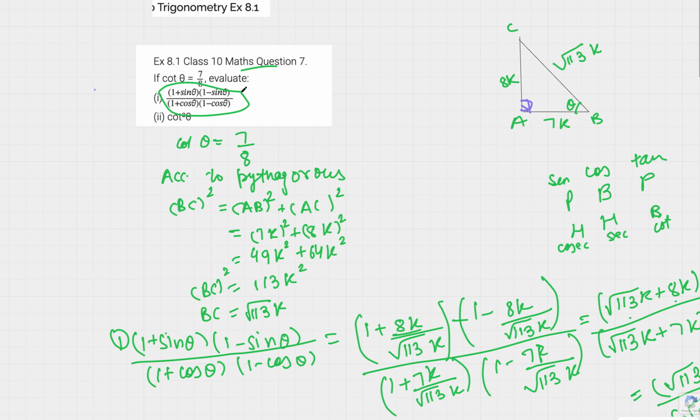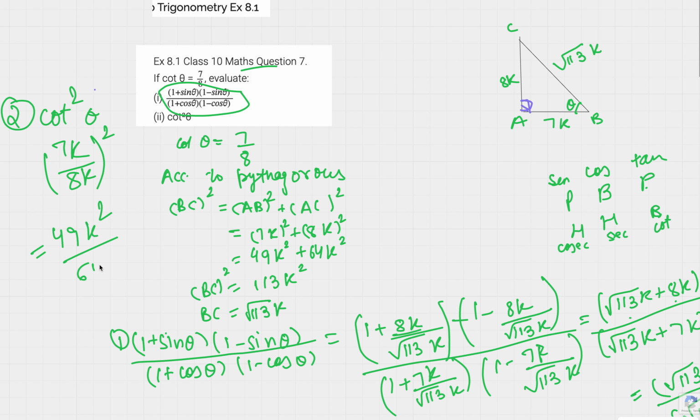Okay, now we will solve the second part. I will solve the second part here. Cot square theta. Cot is B by P. B is 7K and P is 8K. So 7K by 8K whole square. So it is 49K square over 64K square. It's a bit easy, so nothing you have to do.